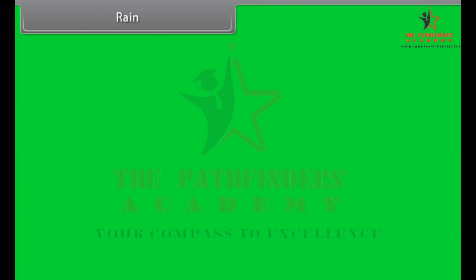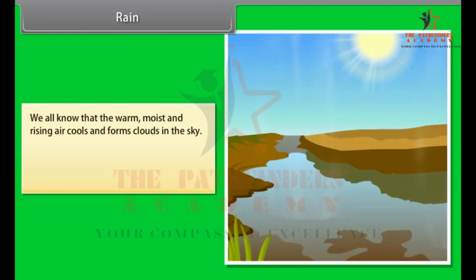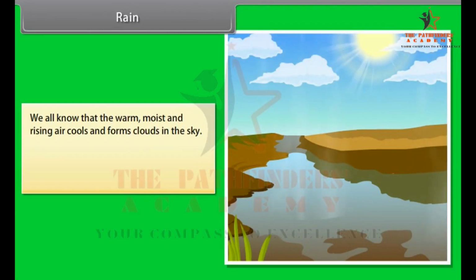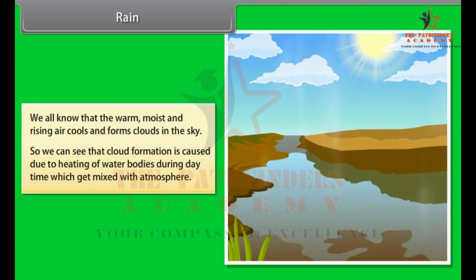Rain. We all know that the warm, moist and rising air cools and forms clouds in the sky. So we can see that cloud formation is caused due to heating of water bodies during daytime, which get mixed with the atmosphere.